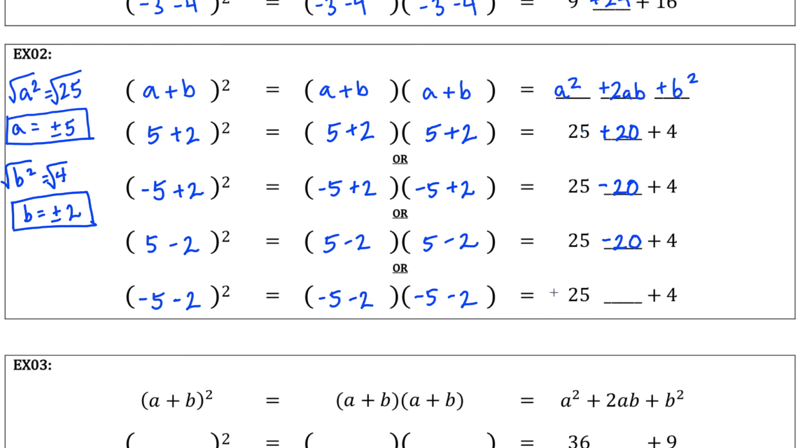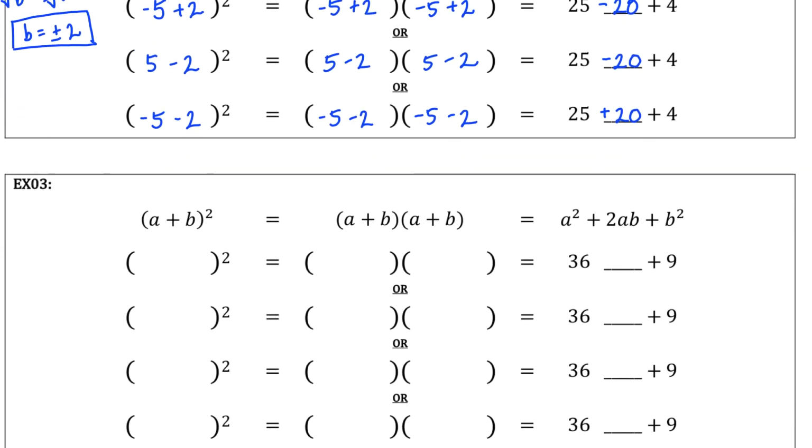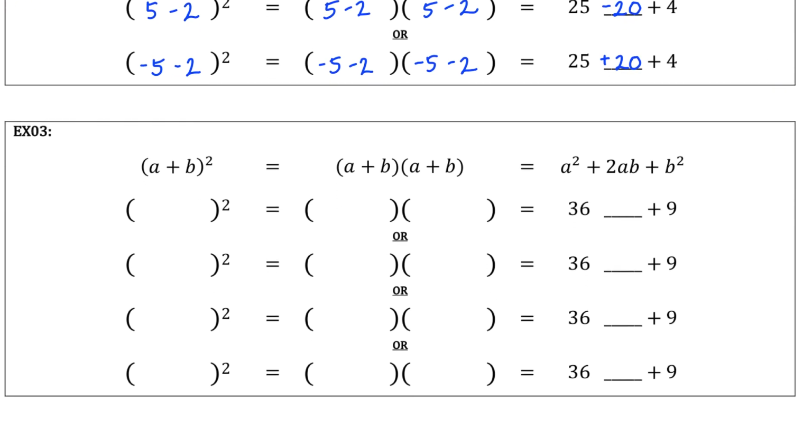Negative 5 times negative 5 is positive 25. Negative 2 times negative 2 is positive 4. And negative 5 times negative 2 is positive 10, but there's 2 of them, so positive 20. Cool. And I think you'll get the point on this one, so I'm going to go to the next page.